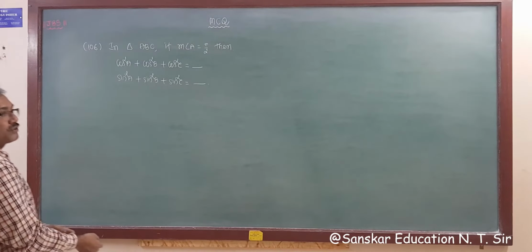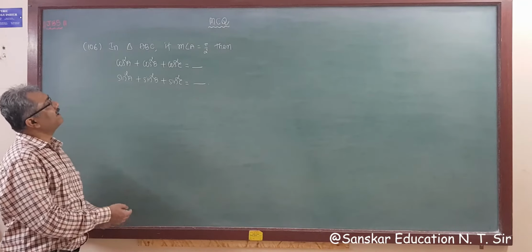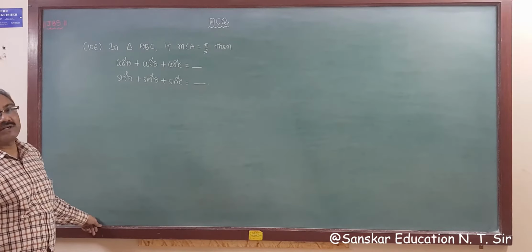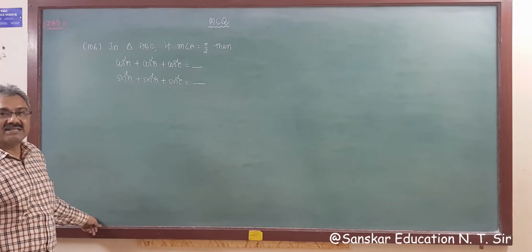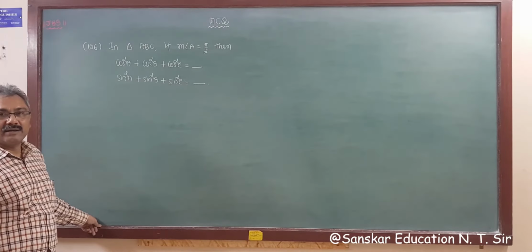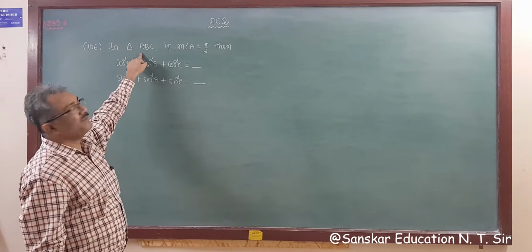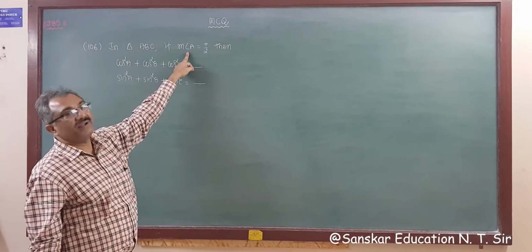So question number 106. In triangle ABC, if the measure of angle A is equal to pi by 2, then find cos square A plus cos square B plus cos square C, and sin square A plus sin square B plus sin square C. Two questions are there, right, as I told you? So triangle ABC is given, and in that my angle A is pi by 2.